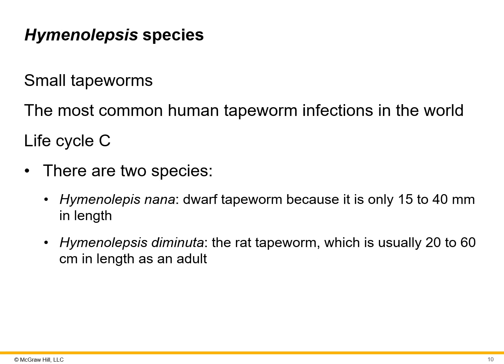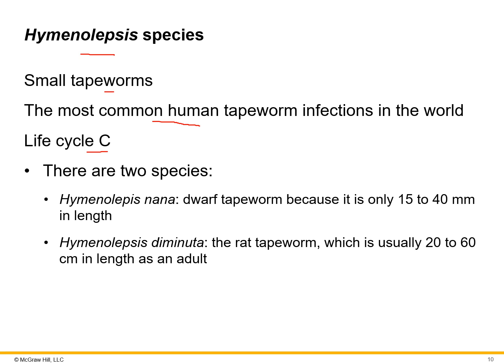Looking at the Hymenolepis species, these are small tapeworms, and this is the most common human tapeworm infection. It has life cycle B, so it has that intermediate host where the eggs are ingested by another organism.